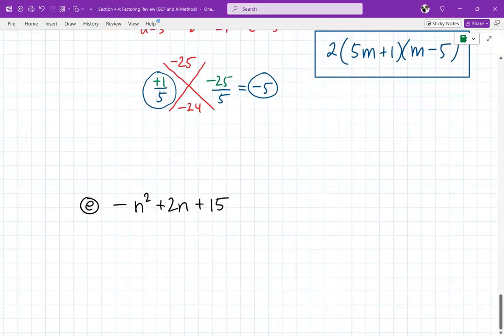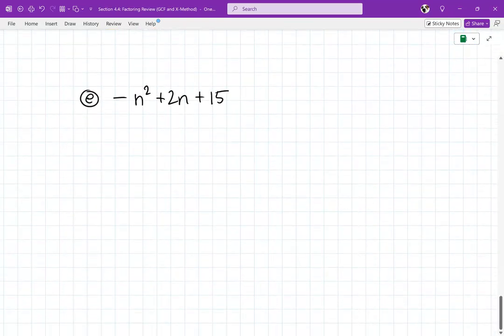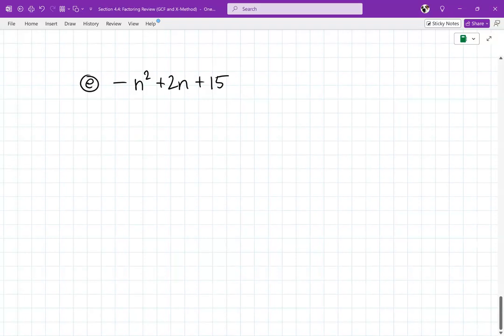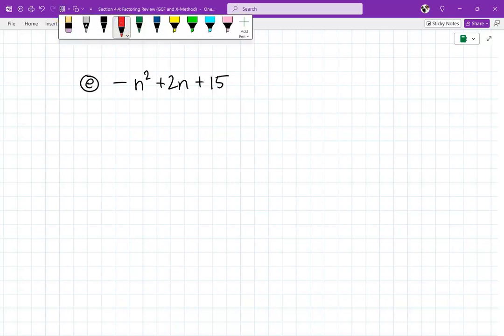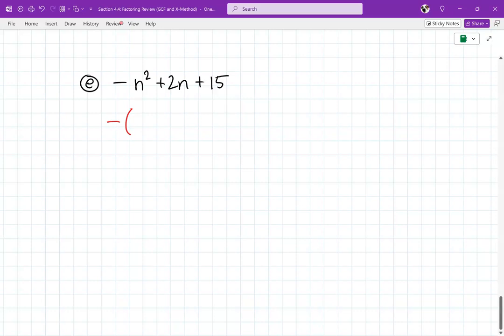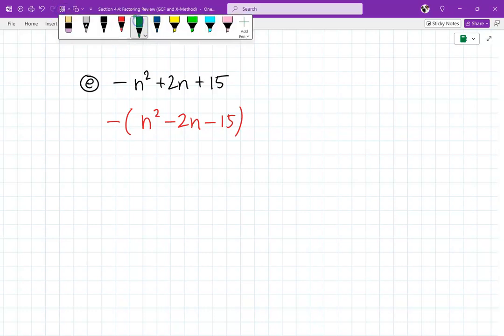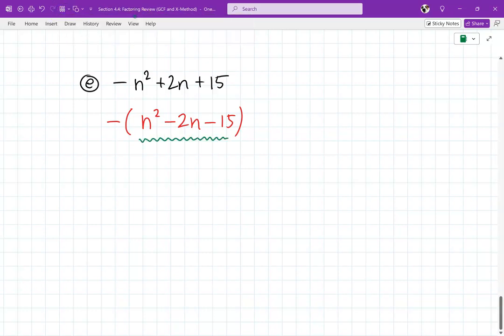So here's the last one. You'll notice this one doesn't look terrible, but there is a negative in the front, right? And what I told you guys is anytime I see a negative, I move it out. Okay, so I am going to factor out this negative. So let me take out the negative here, and it's basically just going to divide everything by a negative 1. So all the signs are going to change. So n squared minus 2n minus 15. And then I'm just going to focus on this little squiggly line area, but let's not lose sight of the negative in the front. Okay, so don't forget about that minus sign when you do your answer.